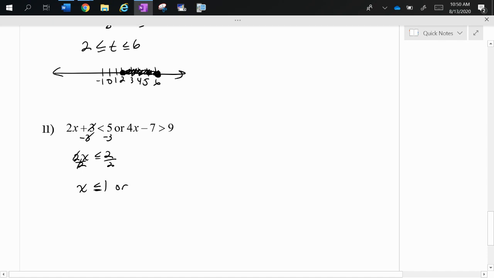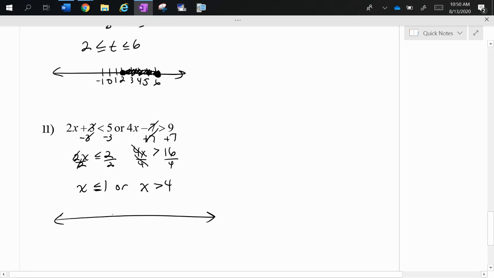Or, then I'm going to go to the other inequality, and I'm going to solve that inequality. So I add 7 to both sides. 9 plus 7 is 16. Divide both sides by 4. And I get x is greater than 4. So when I graph these solutions on the number line, this is how I write my answer, just like this. x is less than or equal to 1, or x is greater than 4. Write it out just like that.